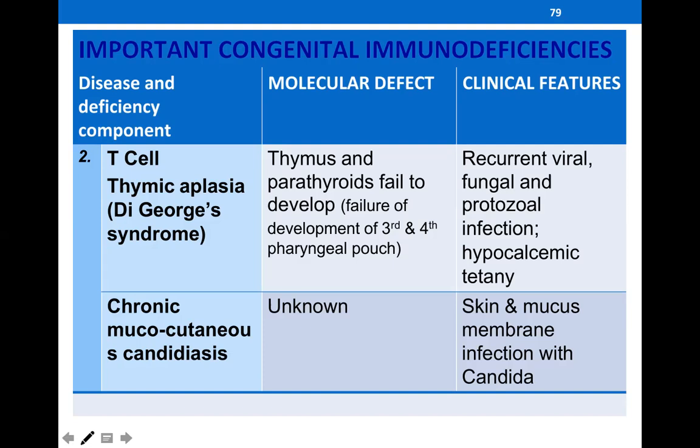Okay? Another T cell defect would be the chronic mucocutaneous candidiasis. Its molecular defect is unknown. Its clinical features would include, as the name implied, candida, meaning a fungal infection with Candida albicans, and you have a mucocutaneous involving your skin and your mucous membrane.